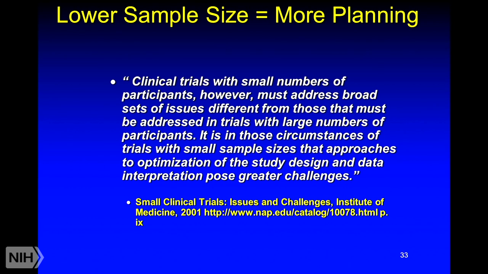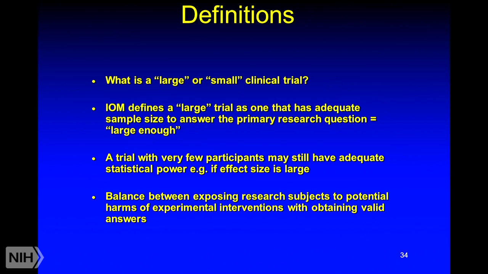Back in 2001, the Institute of Medicine put out this monograph, which I'm sure you'll want to read because it's 300 pages long, called Small Clinical Trials: Issues and Challenges. And in it they say, clinical trials with small numbers of participants must address broad sets of issues different from those that must be addressed in trials with large numbers of participants. It is in those circumstances of trials with small sample sizes that approaches to optimization of the study design and data interpretation pose greater challenges. In other words, that can be summarized in two words: more work. But that gets to the issue.